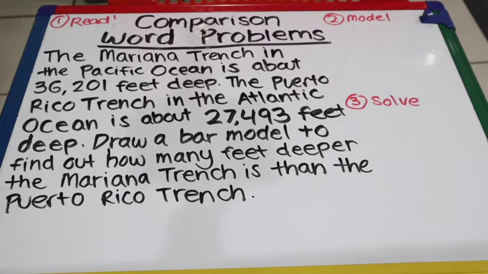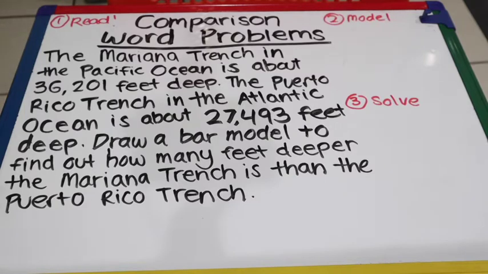The Mariana Trench in the Pacific Ocean is about 36,201 feet deep. The Puerto Rico Trench in the Atlantic Ocean is about 27,493 feet deep. Draw a bar model to find out how many feet deeper the Mariana Trench is than the Puerto Rico Trench. Okay, so we did our first step, which was to read.